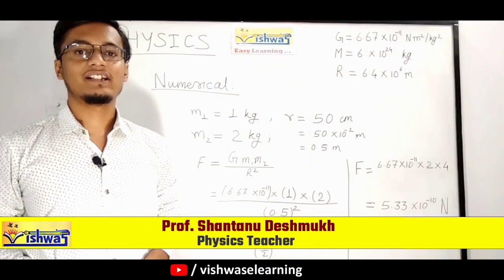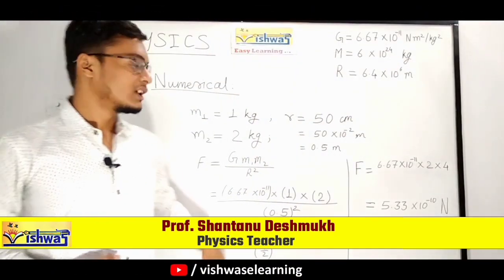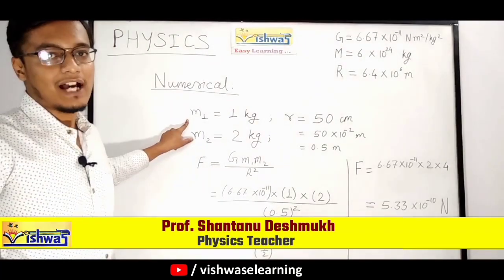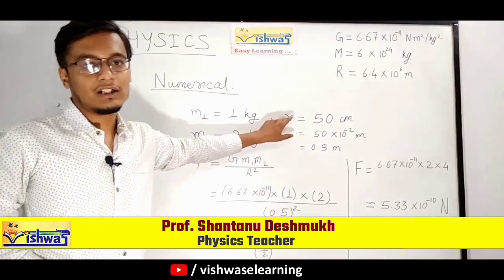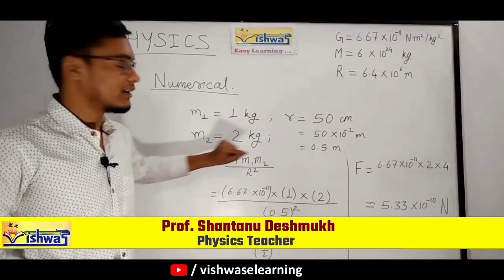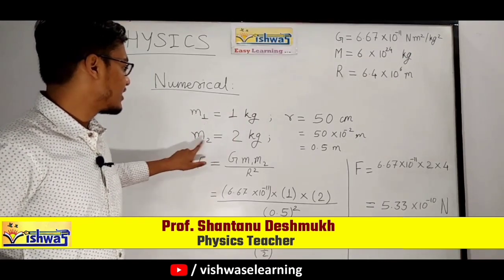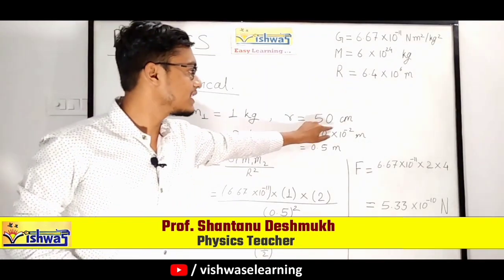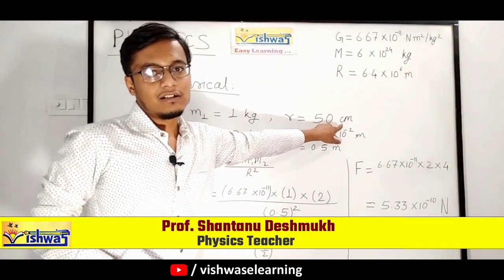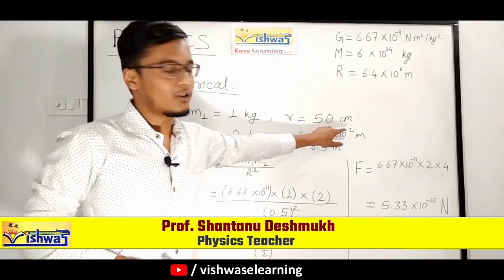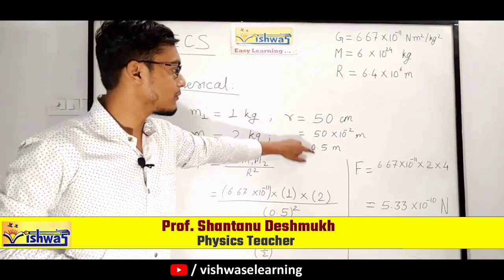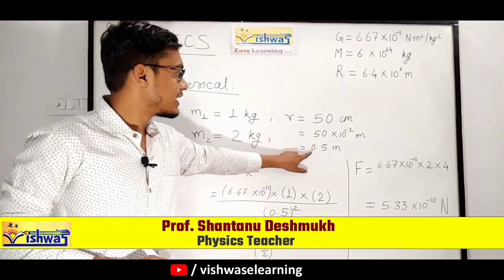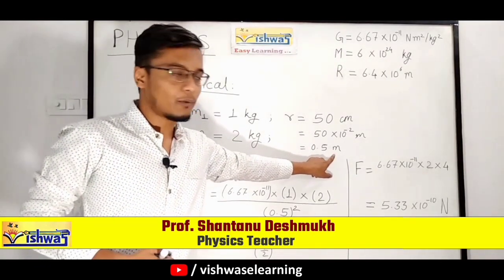Now we will see a basic numerical on gravitational force. We are given three quantities: m1, m2, that is the mass of the first particle and the mass of the second particle, and the total distance between these two particles. m1 is given as 1 kg, m2 is given as 2 kg, and the total distance is given as 50 centimeter. I am stressing that it is 50 centimeter. As it is not given in the MKS unit system, we will have to convert it into the MKS unit system. So we have converted 50 centimeter to 0.5 meter.